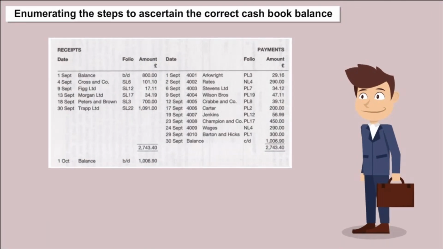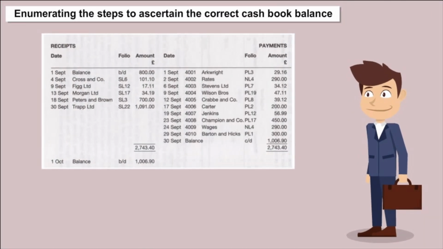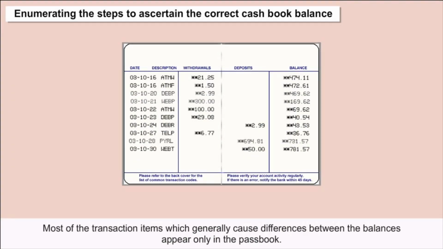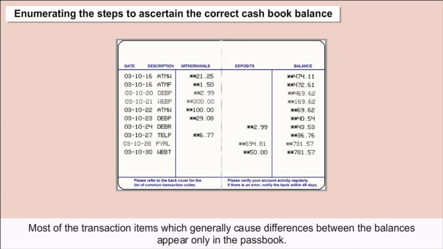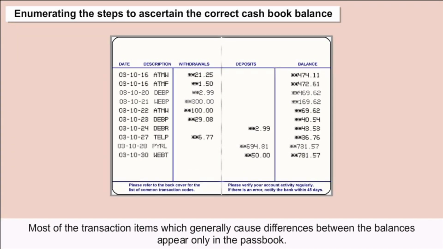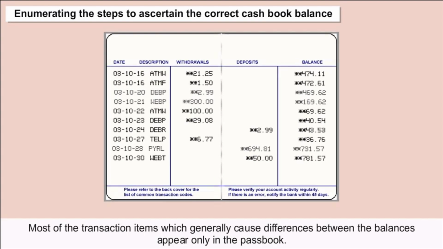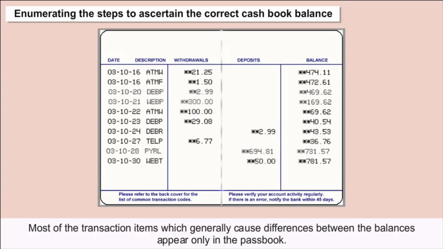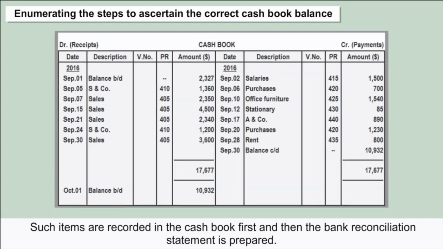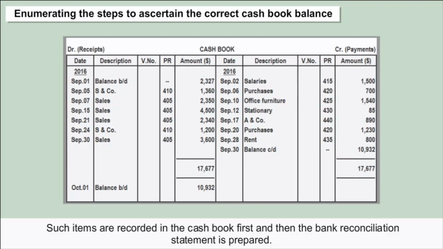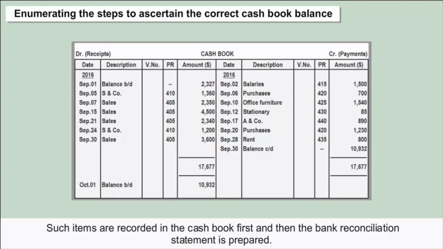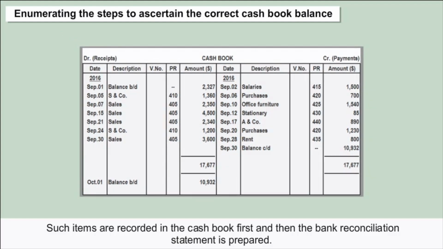Enumerating the steps to ascertain the correct cash book balance. Most of the transaction items which generally cause differences between the balances appear only in the passbook. Such items are recorded in the cash book first and then the bank reconciliation statement is prepared. The steps involved in the preparation of the adjusted cash book are given below.